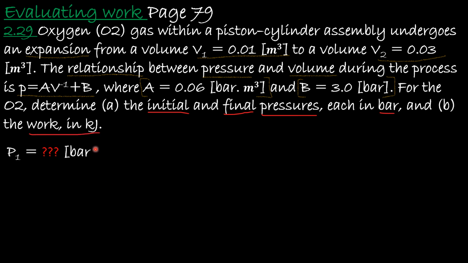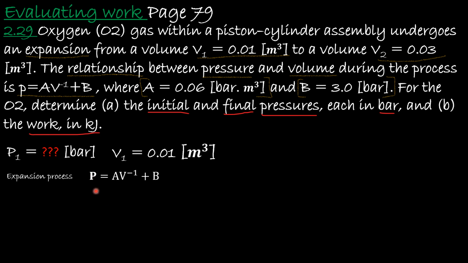So let's write what's given to us. For pressure 1, we don't know it. That's what we need to find. This is the initial pressure. The initial volume is 0.0 meter cube. This oxygen gas at this state will be expanded. So the relationship between pressure and volume going from state 1 to state 2, we'll use this expression where A and B are constants.